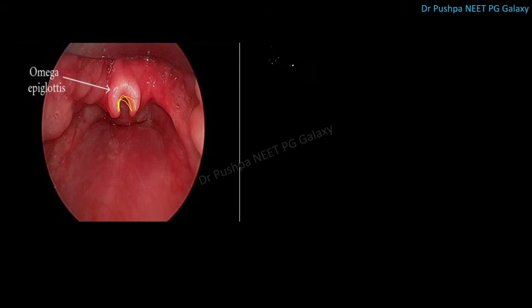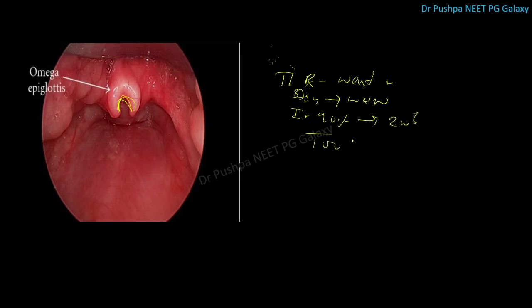There will be short aryepiglottic folds and relaxed aryepiglottic folds, and the epiglottis usually falls down forming an omega shaped epiglottis. The main line of management is wait and watch. If asymptomatic, the main management is wait and watch. In 90% of patients it resolves by 2 weeks, and almost 100% of the cases resolve by 2 years of age.